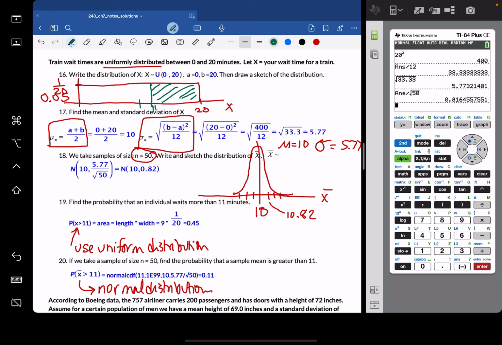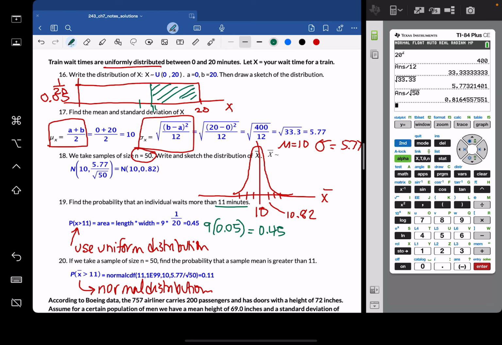Length times width. The length of the shaded area is 20 minus 11, so that's 9. 9 times 1 over 20, or 9 times 0.05. Anyway, that gives me 0.45. So 45% of wait times are more than 11 minutes.